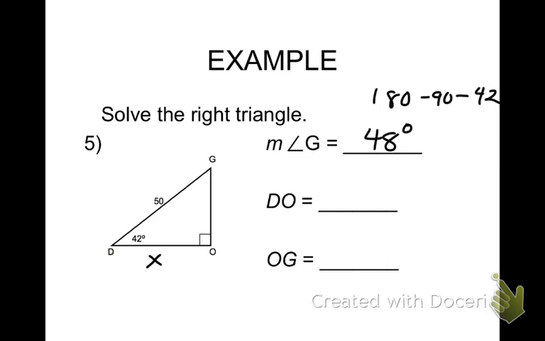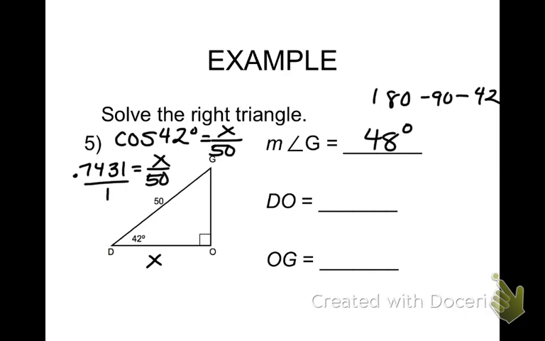Cosine. Hey, there it is. So we're going to do a cosine of 42 degrees equals x over 50. Cosine of 42 is 0.7431 equals x over 50. Multiplying that. What does that get us, Riley? 37.157. So 37.2. Yep. Okay.